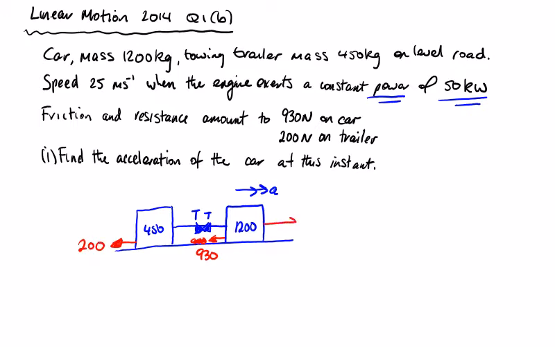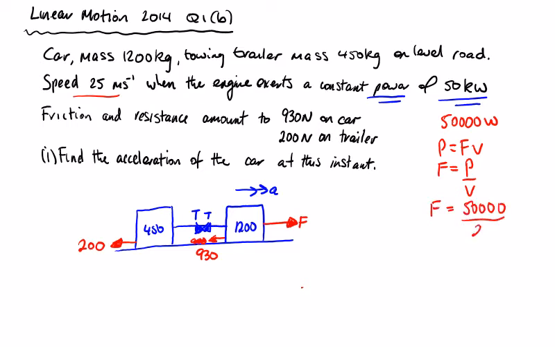there's a force going forward this way, which we need to figure out now based on our kilowatts. So we've got 50,000 watts. Power is equal to force by velocity. We're looking for this force, so force is equal to power divided by velocity, which we have as 25. So our force driving this car forward is 50,000, to get it into newtons, over 25, and that would be 2,000 newtons driving this forward.